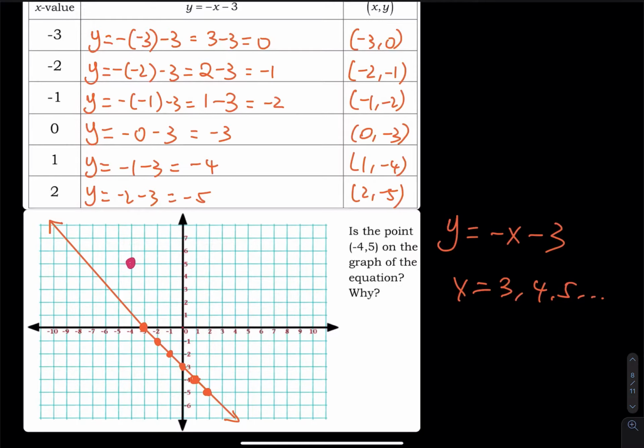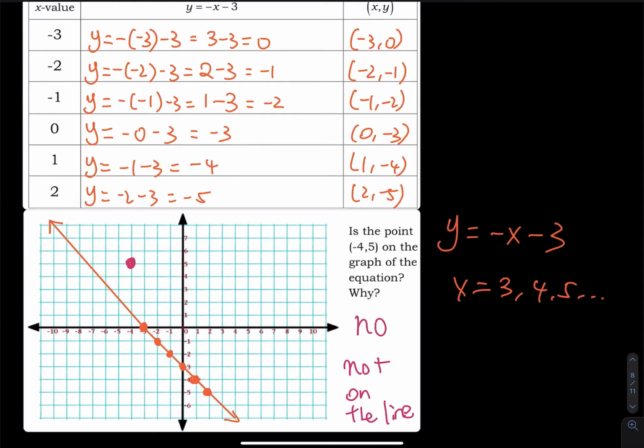Is this a solution? The answer is no. Why? Because this is not on the line. So you can do a quick check. Using a graph, you can see it, right? It's not on the line because you can see it. What if the graph doesn't exist? Then you have to do a quick check.